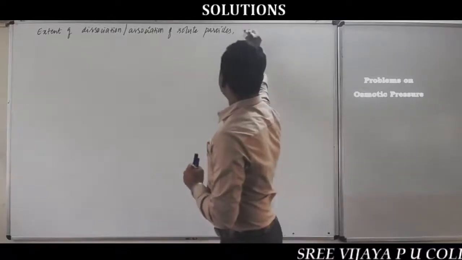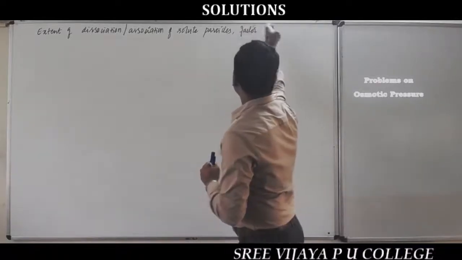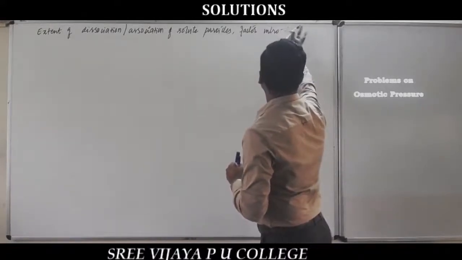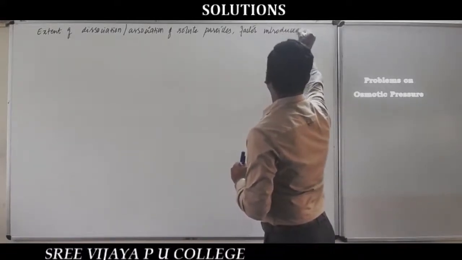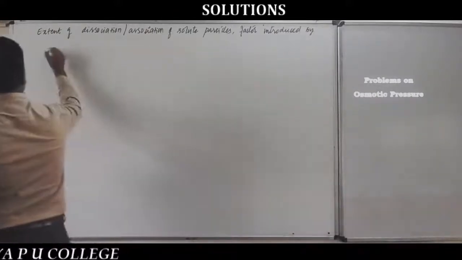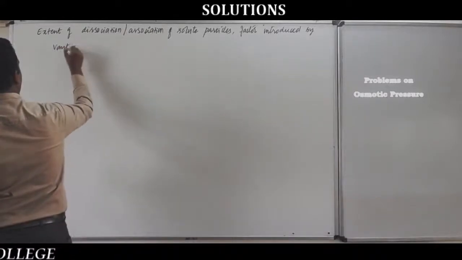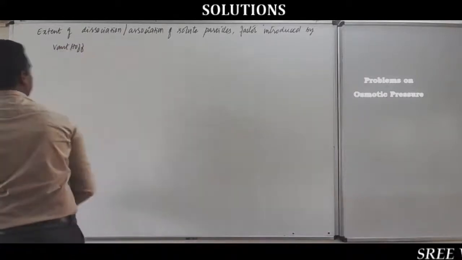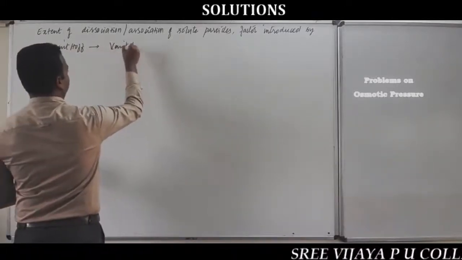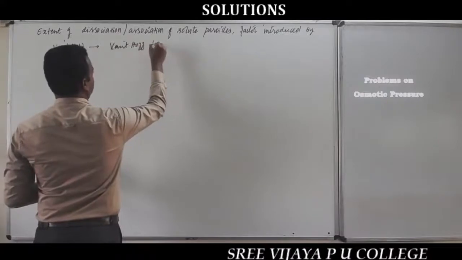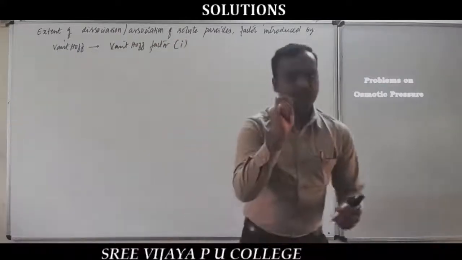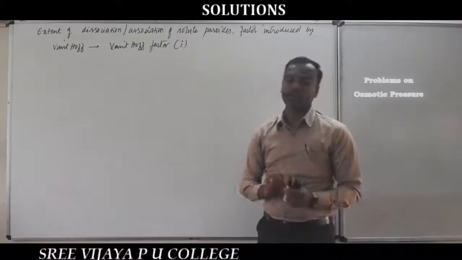One of the factors introduced by a scientist, that was Van 't Hoff. So that factor is called the Van 't Hoff factor, indicated by I. So very, very important for 1 mark ಅಥವಾ competitive exams ಅಲ್ಲಿ.